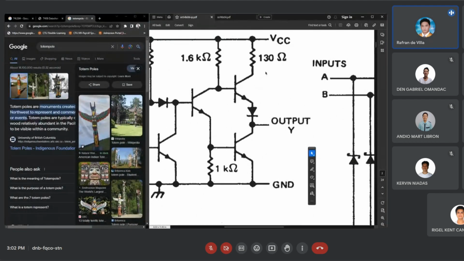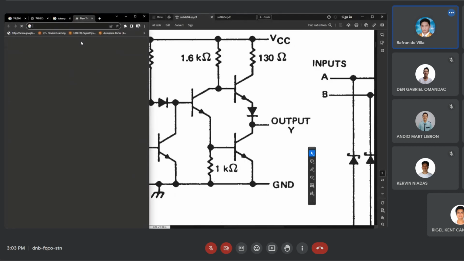Okay? So if it generates a high signal, this one opens and this one closes, allowing VCC to flow to the resistor, then to the collector junction, then to the diode, then to the output. If it generates a low signal, all it does is turn off this BJT and the one below closes, allowing current to flow toward the ground. Okay? So that is the totem pole output, guys.